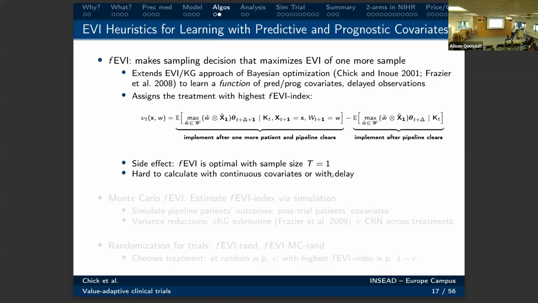We have a trial with one patient. Most trials have more than one patient, but we can use this iteratively over and over, and it turns out to be reasonably good. Now, this is something you can compute exactly if the delay is 0 and you have a discrete set of covariate values. It can be computed very quickly using some nice techniques that Peter Fraser has developed with his work.